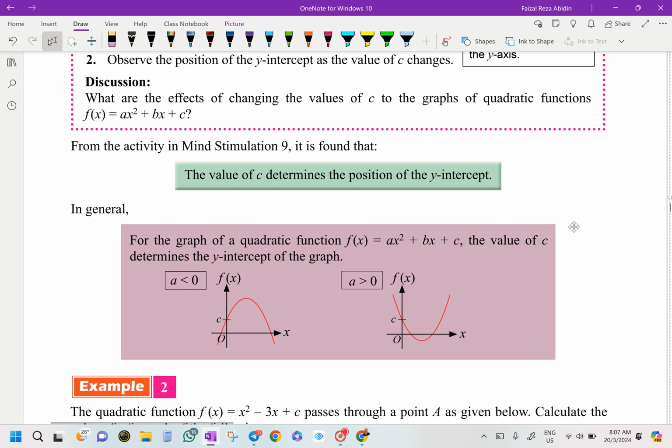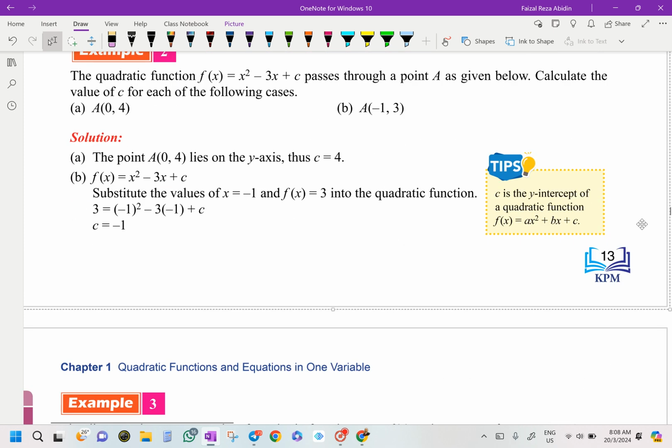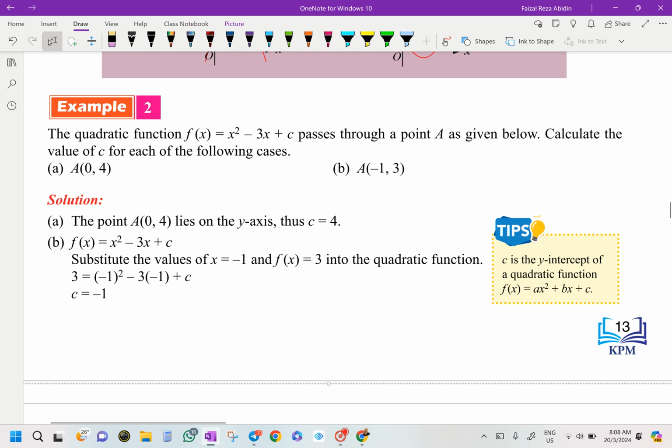Okay, look at our Y axis. For your information, Y equals to our function fx. Boleh? Okay. So if you look over here, this one is given to us the example. You can see in your textbook. The quadratic function given there. Nampak tak dia bagi apa dekat sana? It give over here, pass through point A. Calculate the value of C.